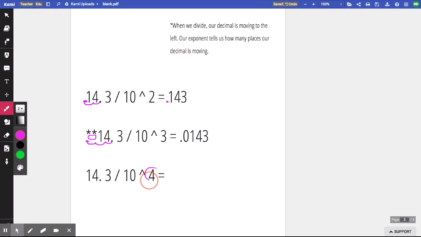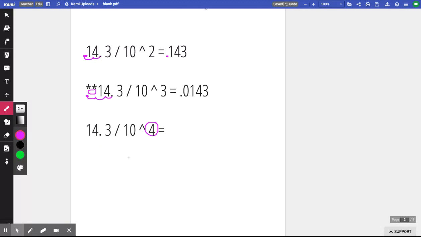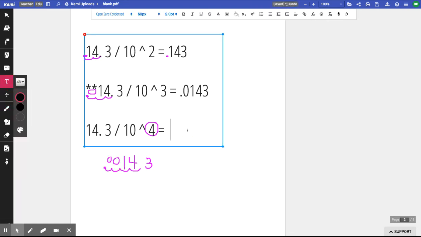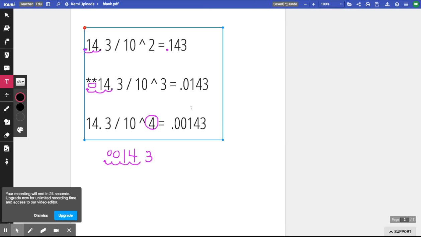Last problem. I'm dividing by 10 to the fourth power. I'm moving my decimal point 4 places to the left. So here's my 14 and 3/10. I move this 1, 2, 3, 4 places to the left. My answer is 0.00143.